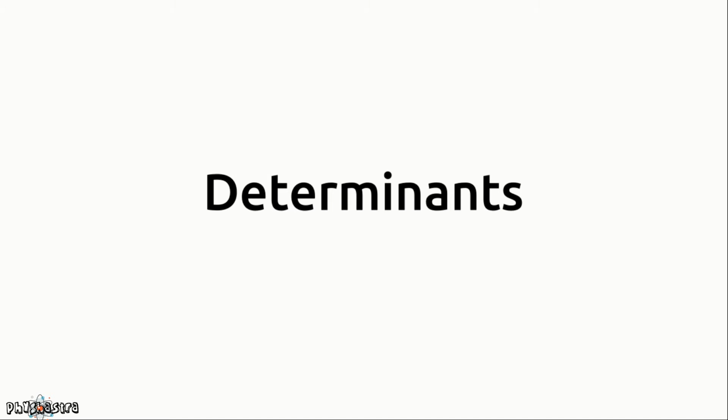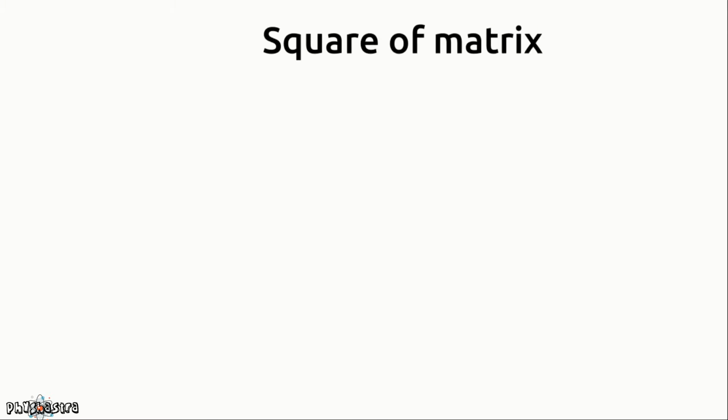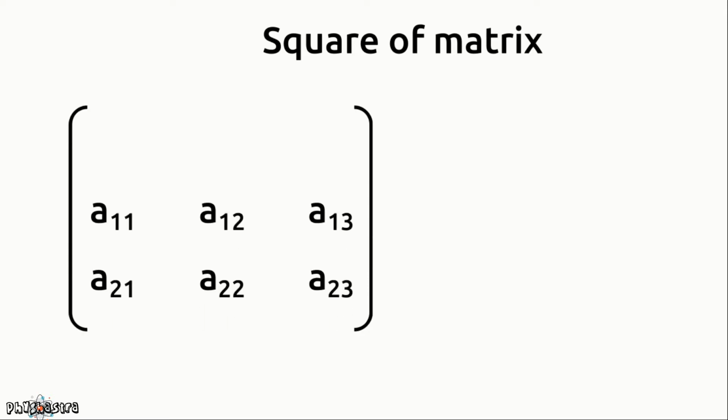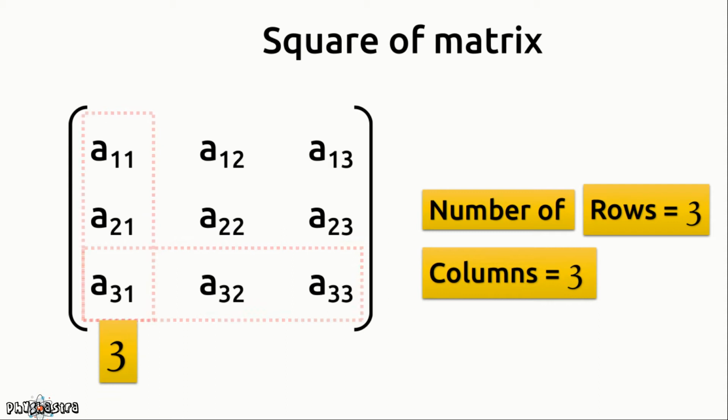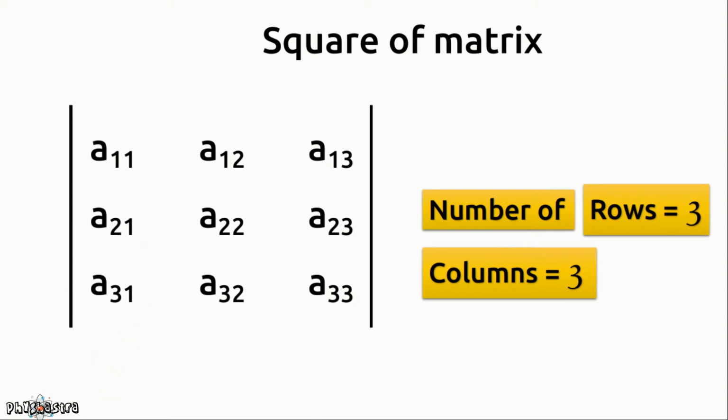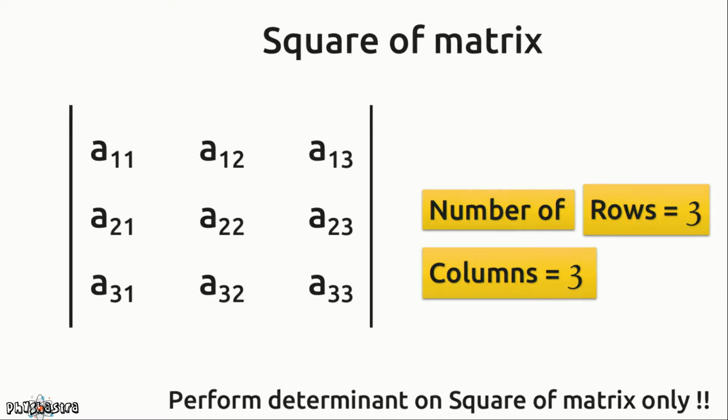In this video, we are going to learn about determinant operations. Determinants are a form of matrix which is only represented for square matrices. A square matrix has the same number of columns and rows. The determinant of any matrix is represented with two bars instead of brackets. We can only find the determinant of a square matrix.